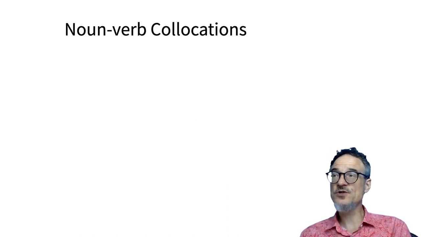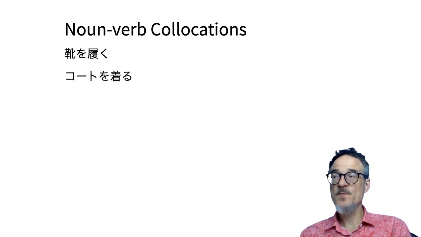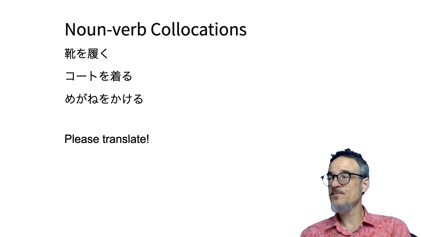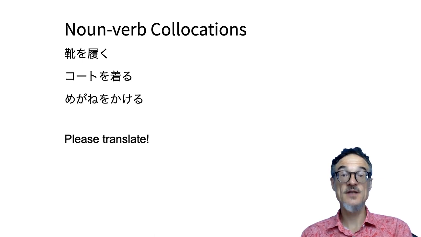So let's just do some translation, please. Could you please think about, here are some Japanese phrases, nouns and verbs. Kutsu o haku, koto o kiru, megane o kakeru. Please translate into English.